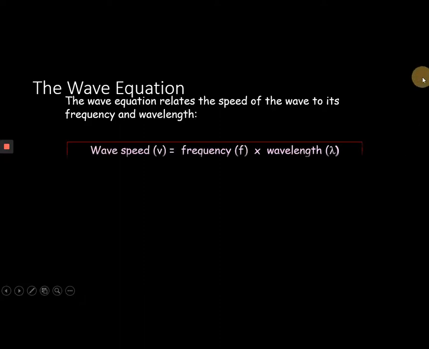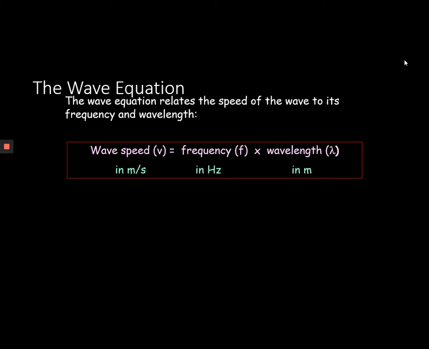So wave speed is calculated using this equation. This is the wave equation. Wave speed is like any speed, so it's measured in meters per second. They put a word in front of speed there, and then people get confused and forget the units. It's the same as any speed, meters per second.